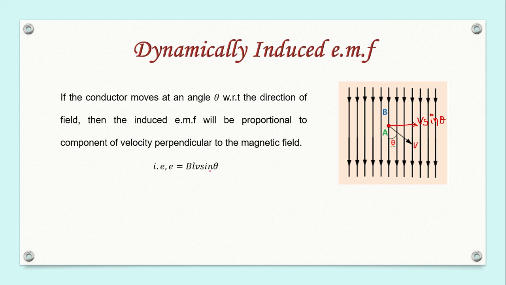So the induced EMF becomes maximum when sin theta has its maximum value, that is 1. The maximum value of induced EMF is BLV, flux density into length of the conductor into velocity, and it is obtained when the conductor is moving in a direction perpendicular to the magnetic field. And this is the general equation for the induced EMF in the conductor.